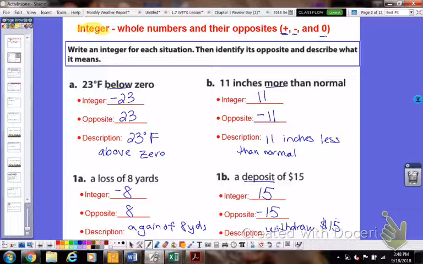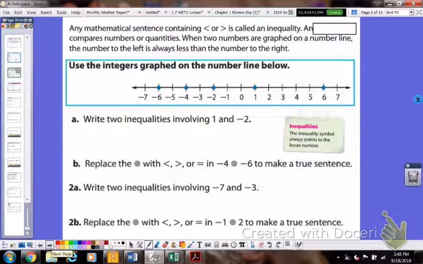Okay, so there's a little bit of practice with integers. Our next vocab, moving right along, now we've worked with integers. Any mathematical sentence containing less than or greater than is called an inequality. So an inequality compares numbers or quantities. When two numbers are graphed on a number line, the number to the left is always less than the number to the right. We want to use the integers graphed on the number line below.